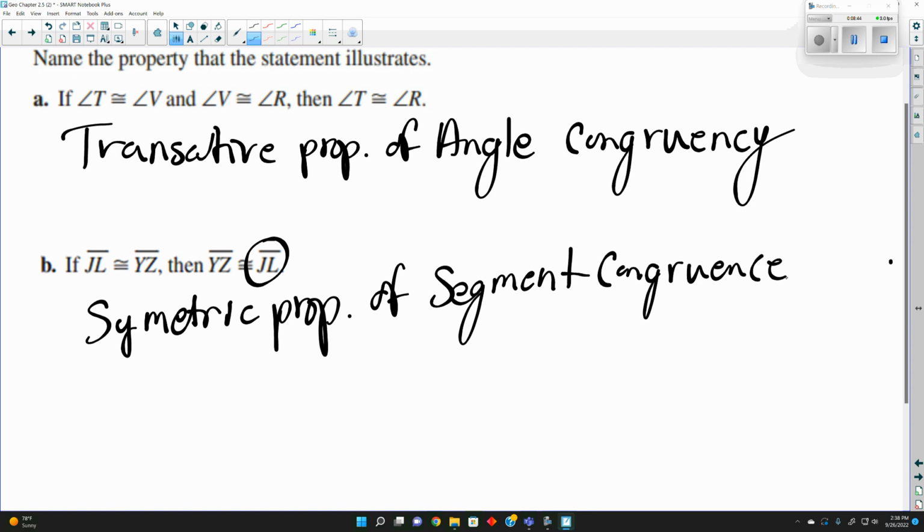Questions on this here? So whenever we have segments, so they give us two segments, we need to specify that it's segment congruency. If we're given angles, we're talking about angle congruency or angle congruence.